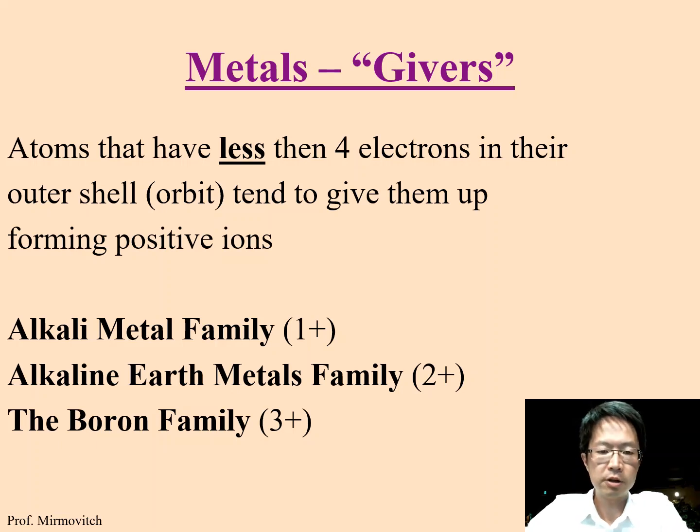Metals are givers, meaning that they have extra free electrons to give, and usually they form positively charged ions. And it says here that usually if they have less than 4 electrons in their outermost shell or outermost orbit, they would usually give it up to other atoms, because it's a giver.